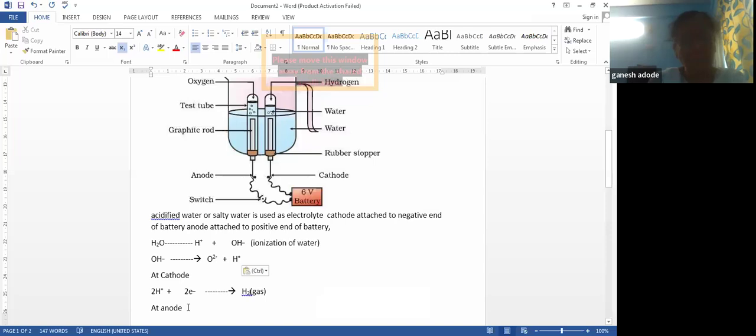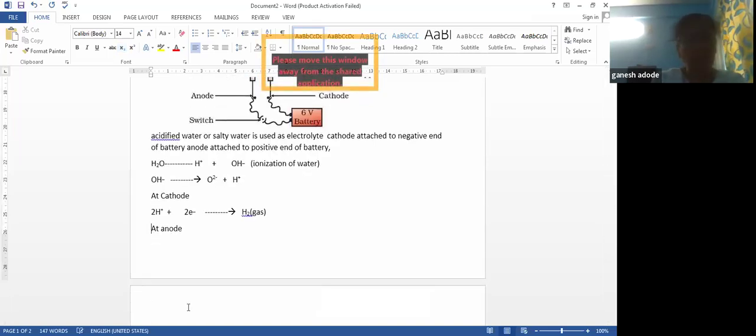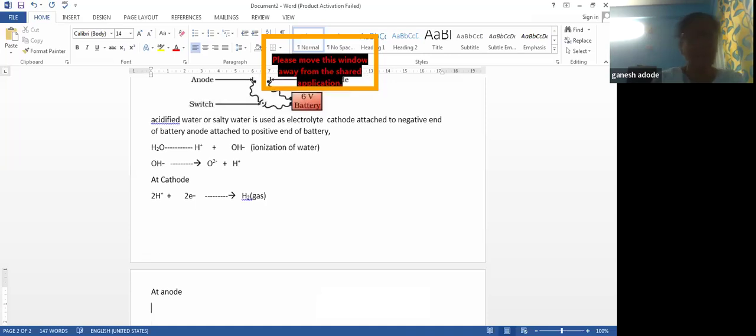Now, which ions are going to be attracted towards the anode? Yes, tell me. Which ions are going to be attracted towards the anode? Yes, children, fast.